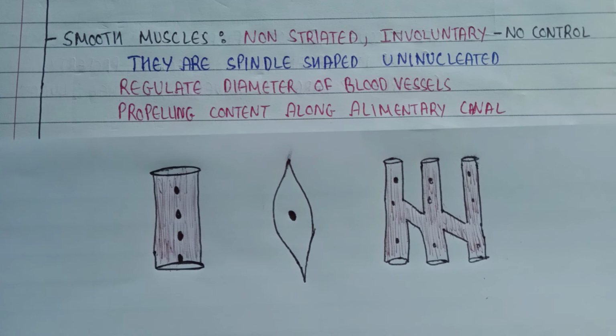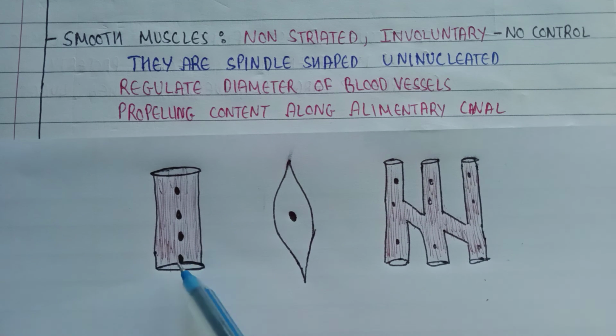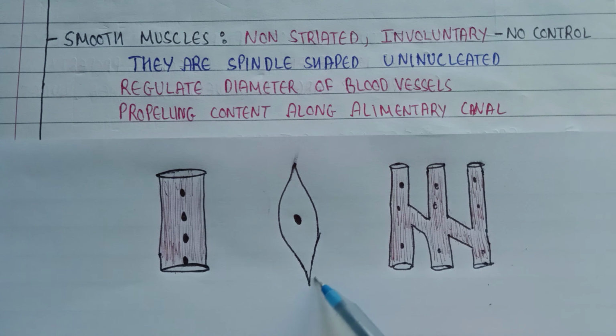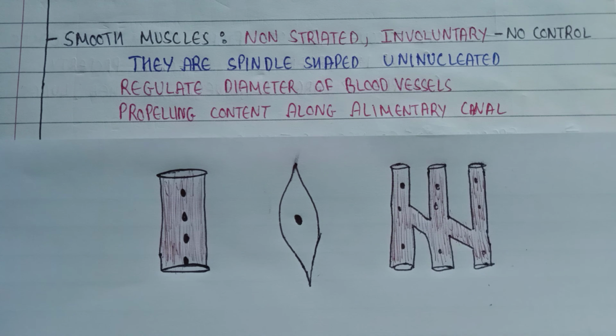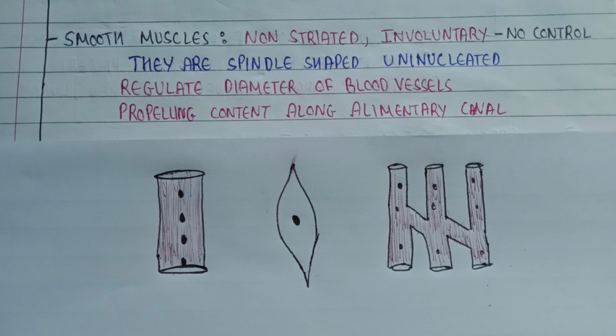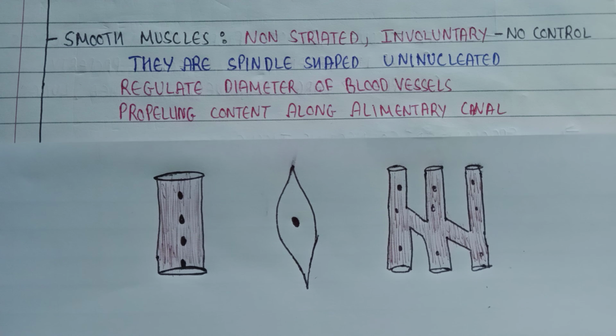Now at last you can also see this diagram. This is the diagram of skeletal muscle. This is the diagram of smooth muscle and this is the diagram of cardiac muscle. So now you can take a screenshot if you want to keep the diagram.